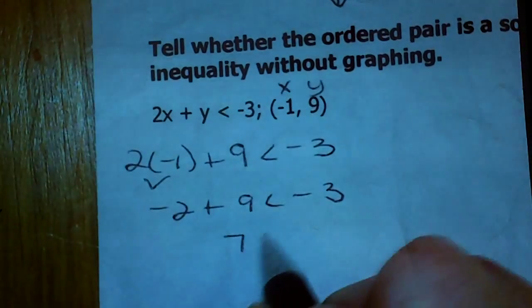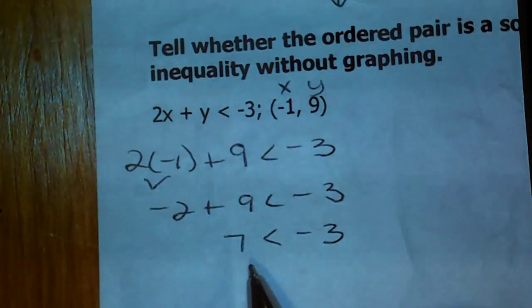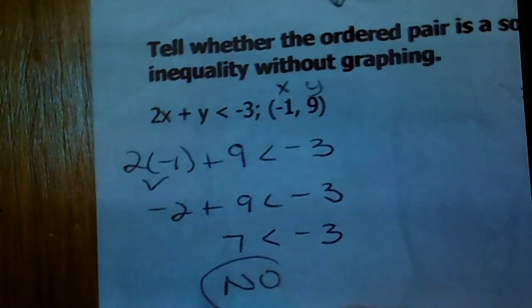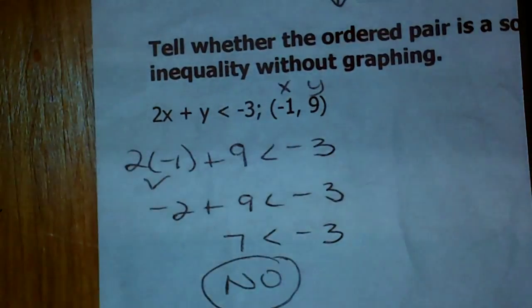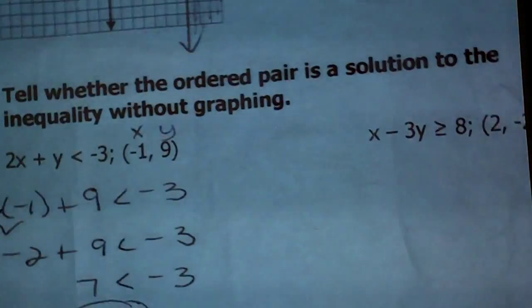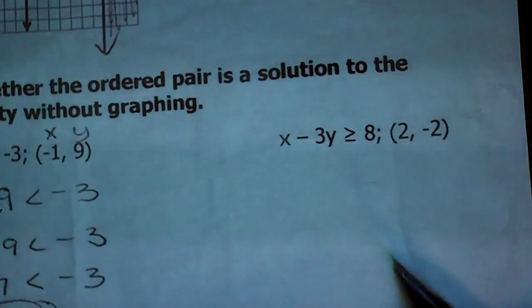-2 plus 9 is 7. And is 7 less than -3? No. That means that (-1, 9) is not a solution to that graph, or it's not a solution point on that graph. All right, let's try another one.